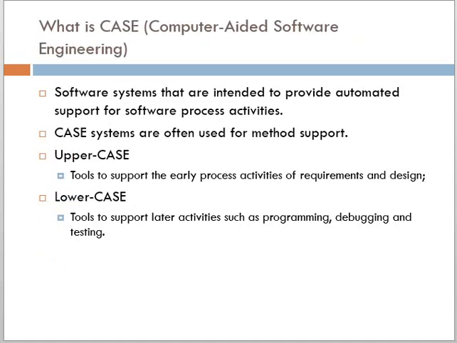What is CASE, or computer-aided software engineering? CASE systems are often used for method support. Here we have upper CASE and lower CASE. Tools to support the early process activities of requirements and design are known as upper CASE, and tools that support the later activities such as programming, debugging and testing are known as lower CASE.